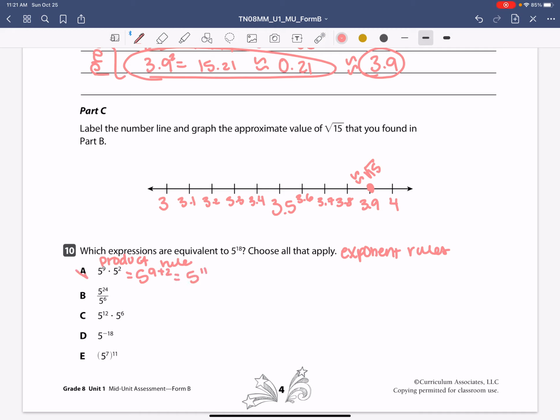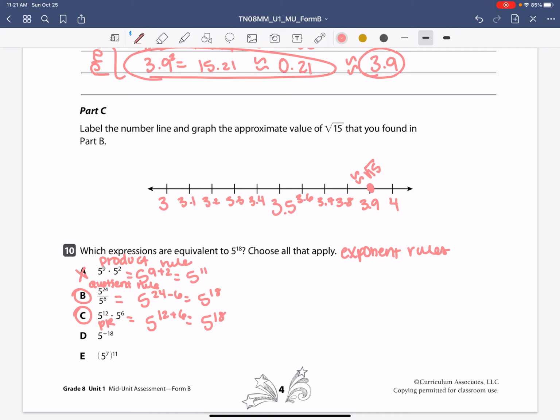Then you have the quotient rule, of course. The quotient rule says when you're dividing two numbers with the same base, you keep the base the same and subtract the exponents, and you would get 5 to the 18th power. So B is true. C again is our product rule. I'll just put PR. You keep your base the same and add your exponents, and you would get 5 to the 18th power. So that's true.